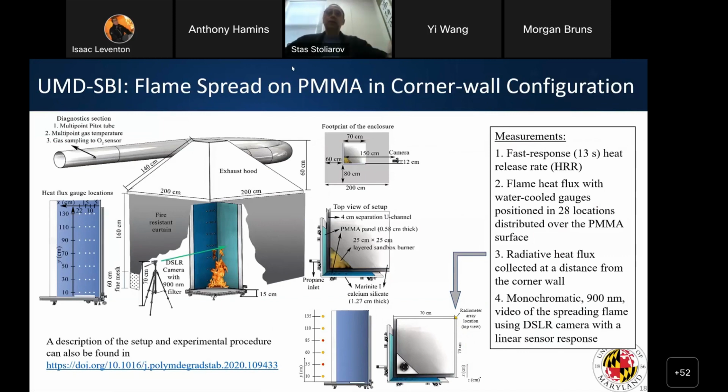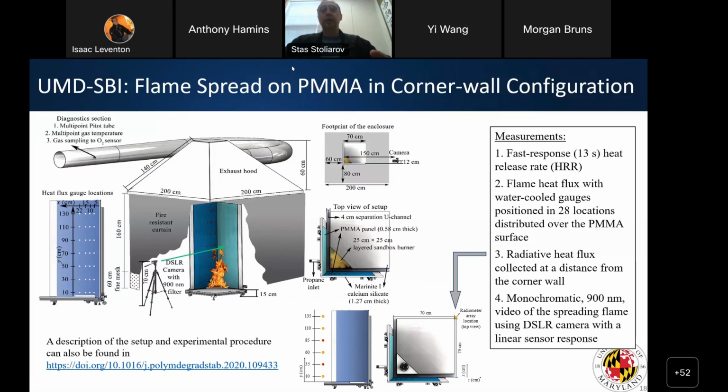So this is a test where we looked at the flame growth in a corner of PMMA panels. Those two panels have the same average thickness of about 0.6 centimeters. They are about 1.5 meters tall and are mounted in a corner configuration. The panels are ignited by a propane burner that is run at 30 kilowatts of heat release rate. The panels are about 50 centimeters wide, and the setup is symmetric with respect to the plane bisecting the corner.